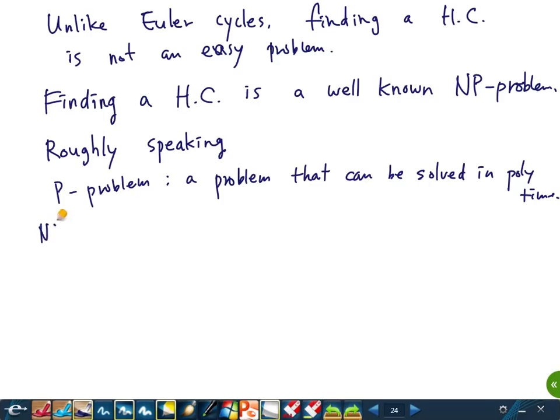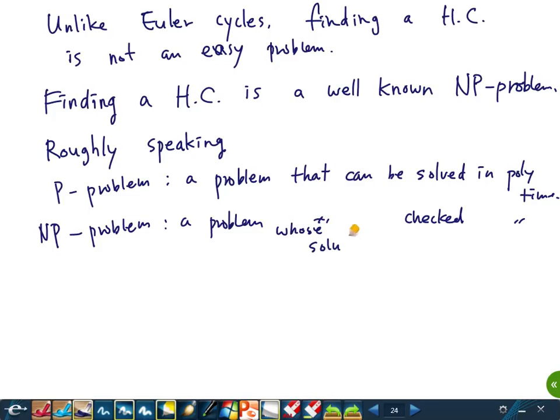And a problem is called an NP problem. That doesn't mean that it's non-polynomial time. It's different. It's non-deterministic polynomial time, precisely. But you can understand this as follows. It's a problem that can be not solved, but that can be checked. How can I say? A problem whose solution can be checked in polynomial time.